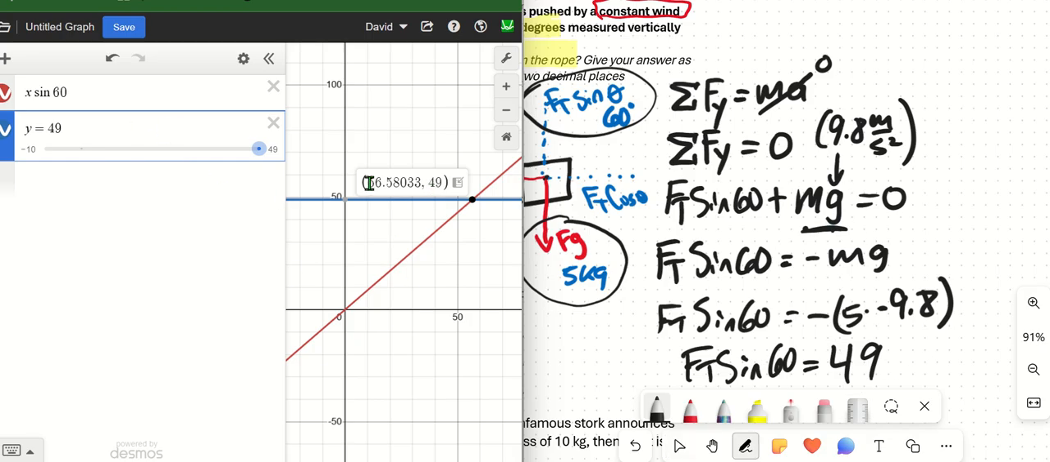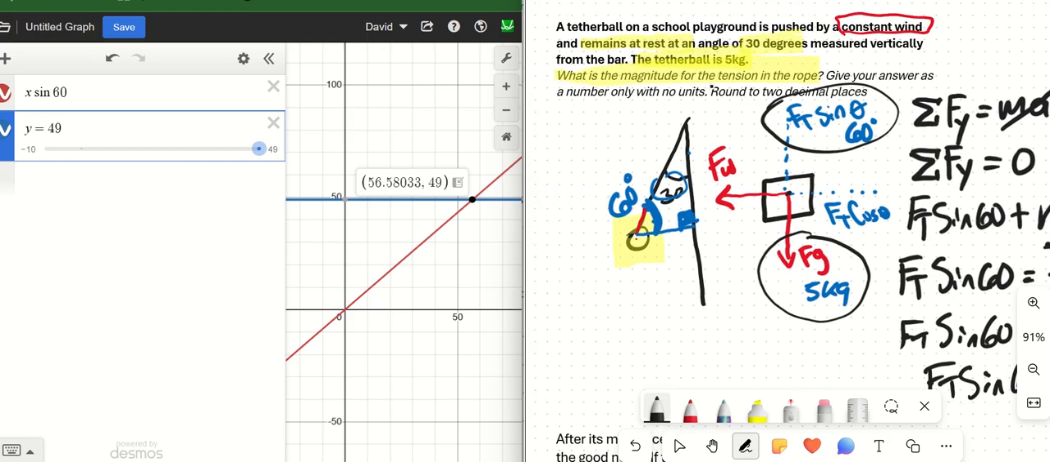So all I really care about is this part right here. This tells me that the force of tension, this x from this equation right here, is 56.58. So my answer is that when the wind is blowing and it's holding the ball, a 5 kilogram mass, at an angle of 30 degrees from the bar, that rope is going to have a tension force in it, and that tension force is going to have a value of 56.58 newtons.